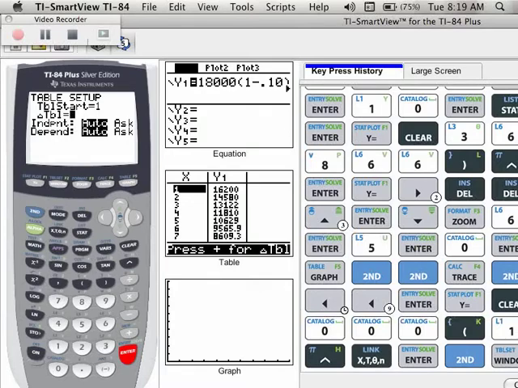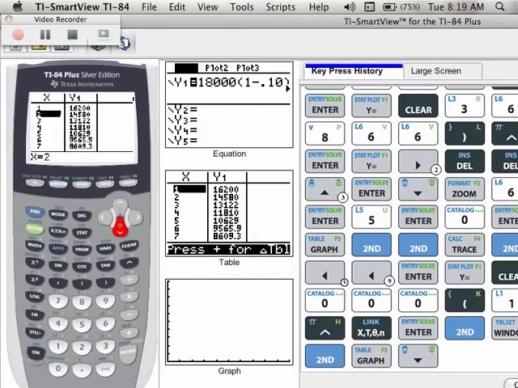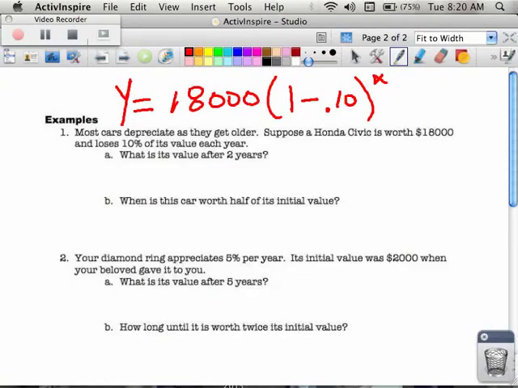And the question that they asked us was, what is the value after 2 years? So if I go into my table and look, this is the value after 2 years. $14,580. So that's the answer. So I write that down. $14,580. Don't forget to put in the dollar sign and the commas because you're talking about money. This is when your x was equal to 2 years. So that's what's going on.